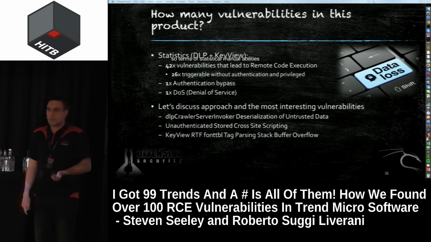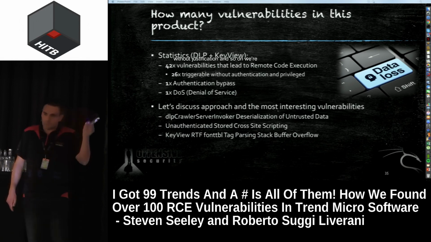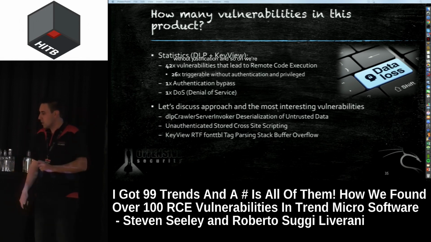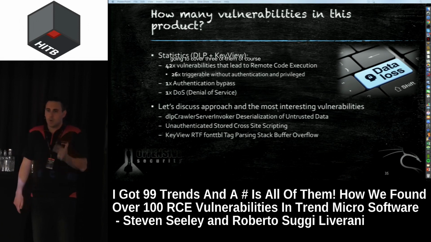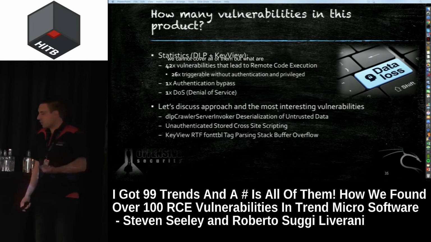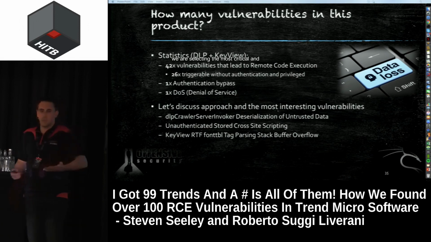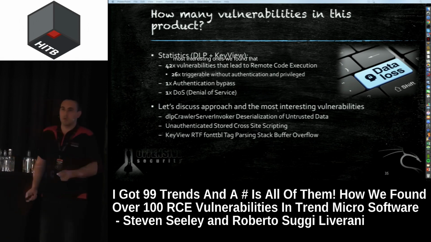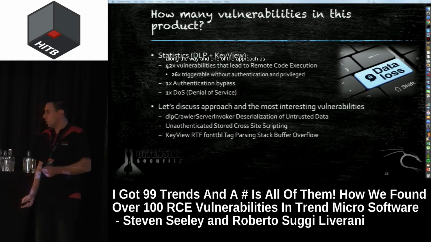So in terms of statistics and how many vulnerabilities, there were at least, I think, 42 that lead to remote code execution, and 26 of which without authentication and so on. We were going to cover 3 of them. Of course, we cannot cover all of them, but what we are selecting is the most critical and most interesting ones we found along the way.